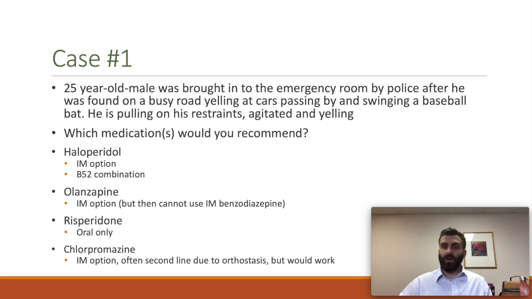The major point I wanted to make here is think of this as like an agitation case. So you want to use an IM option generally. Risperidone is an option that's oral only, but you might have your nurses mad at you that they got the medication spit back in their face. So this might be the case where, unless the patient calms down a bit, you want to use an IM option. The most commonly used one here would probably be haloperidol or that B52 combination that I talked about, but any of these options are okay that I provided.